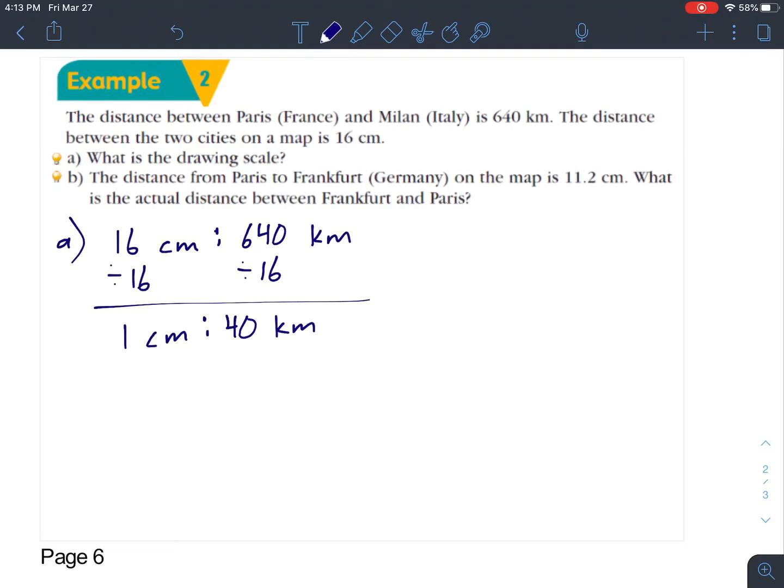And again, the way that I figured that out was I did 640, I cut it in half to get 320, I cut it in half again. So I knew then that I had to divide by 2, and then to get to 16, divide by 10. And that's how I figured out that it was going to be 40.